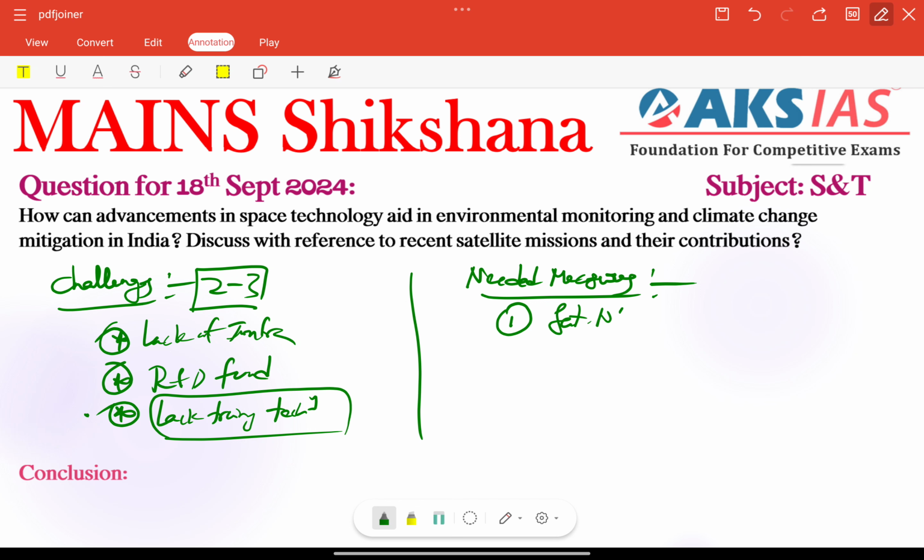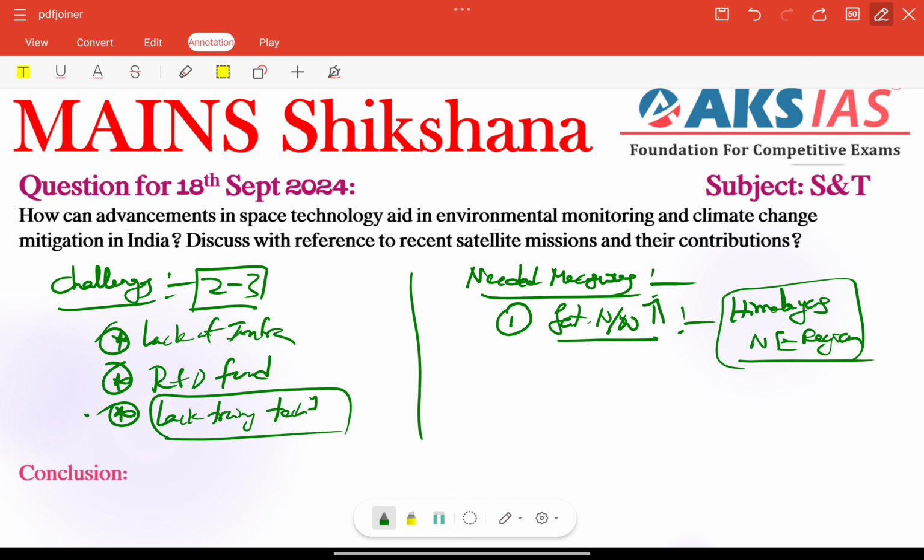Satellite network enhancement is very important here. For that, India should invest in more advanced satellites, especially in remote areas. Whatever remote areas we have, the Himalayan states or the northeastern region, in these particular regions India should compulsorily invest in more advanced satellites, right?